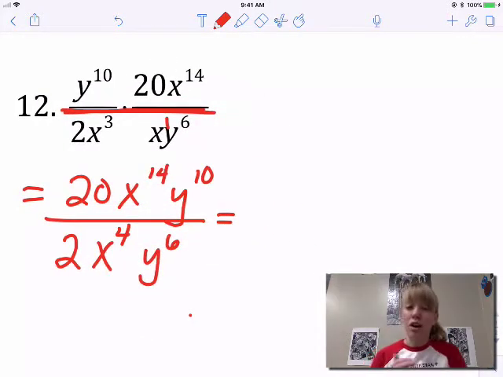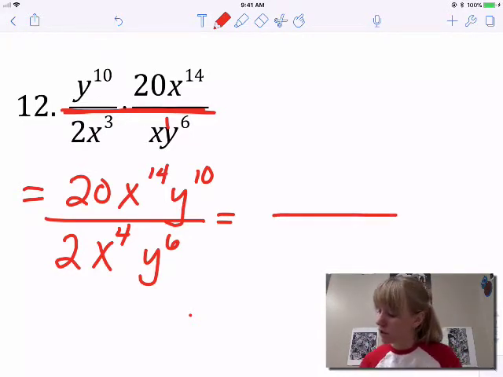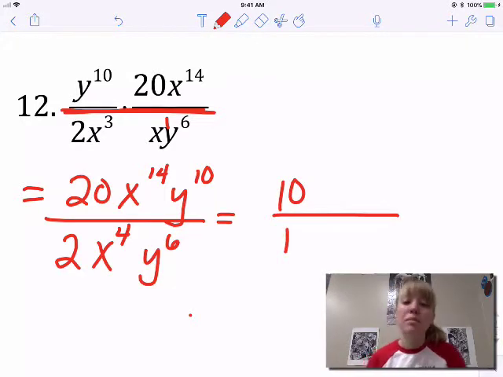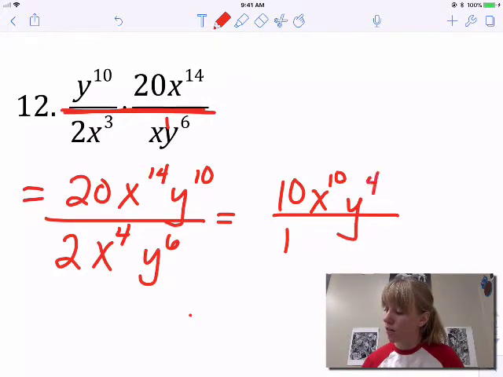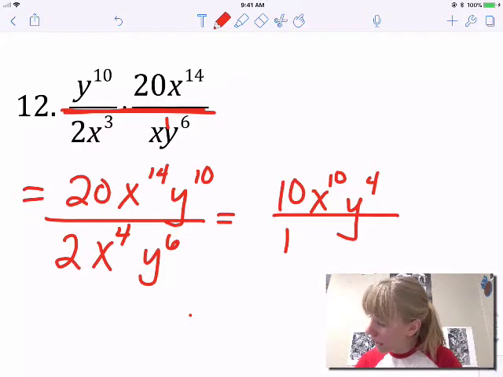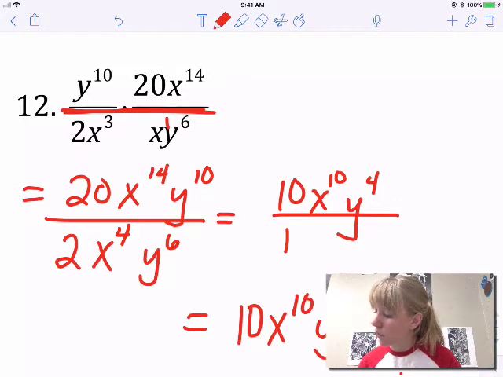So if I'm going to go to battle for all of these, my 20 and my 2, just a normal fraction, 20 divided by 2 is 10, and I'll put a 1 on the bottom. That reduces. Then I have 14 x's on the top, 4 on the bottom. They go to battle. I have the numerator winning by 10. And my y's, I have 10 on the top, 6 on the bottom. My numerator has more, so that wins, and there are 4 more. So in the end, I have 10x to the 10th, y to the 4th over 1, which is just 10x to the 10th, y to the 4th.